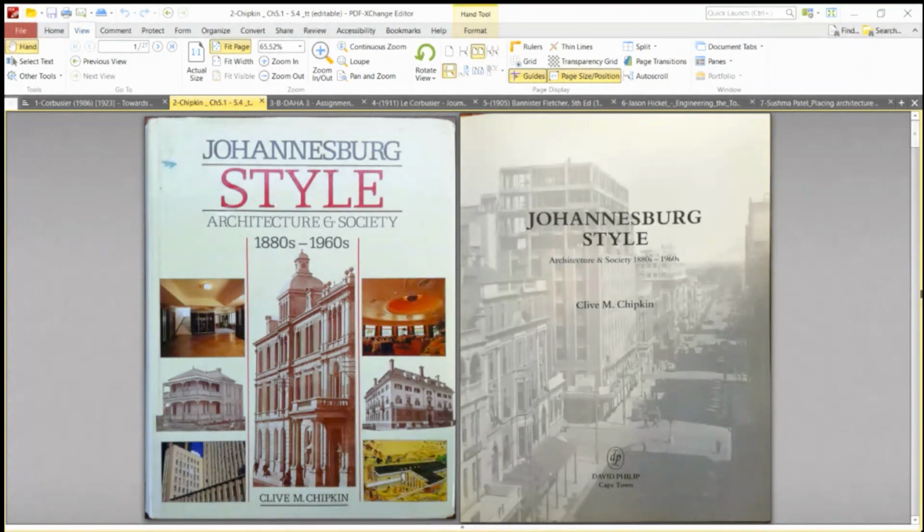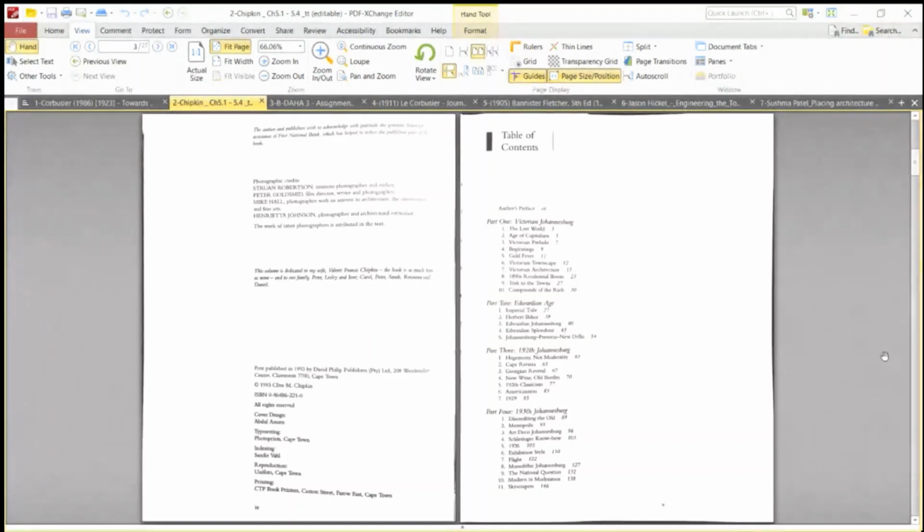A canon is like an authoritative text, a text that everyone references. It's become that kind of a text, right? It is your go-to book for the history of architecture in Johannesburg. And Chipkin writes this book in 1993. It is published. So it's been around for a while already.